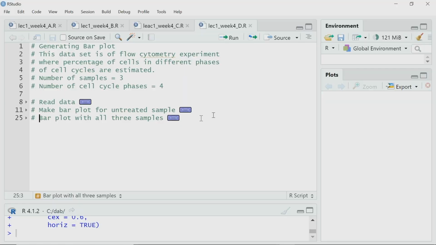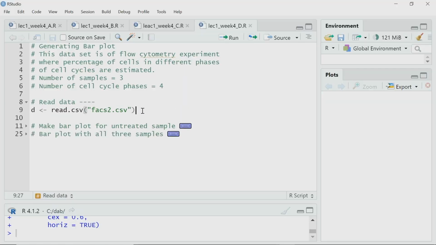There are certain particular cases where a scatter plot cannot do justice to my data, and in that case a bar plot should be your first choice. So, for example, the flow cytometry data that I will discuss here is one such example where a bar plot is a must, you cannot use a scatter plot. So, before I move into that data, let me load the data and explain what we have. It is in this fax2.csv file. So, let me read that first.